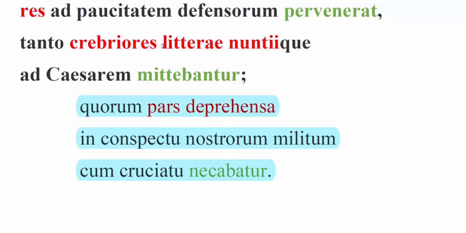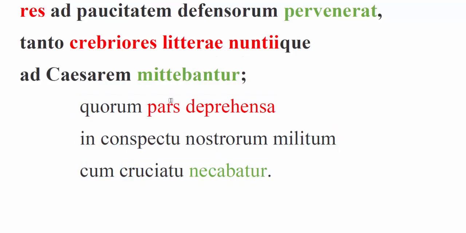Quorum, technically it's the nuntii, because once again the relative pronoun here is triggering off of the closest word that it could be agreeing with, which would be the nuntii. But the whole idea here is that the people who were carrying the letters, messengers really, because this is masculine, nuntii, of whom, that would be the messengers, the people carrying the letters, of whom the ones that were caught, deprehensa, like apprehensa, or the part of them that were caught, another partitive genitive, in the sight of our soldiers, were killed, or was killed, but the sense of it is plural, were killed with torture.